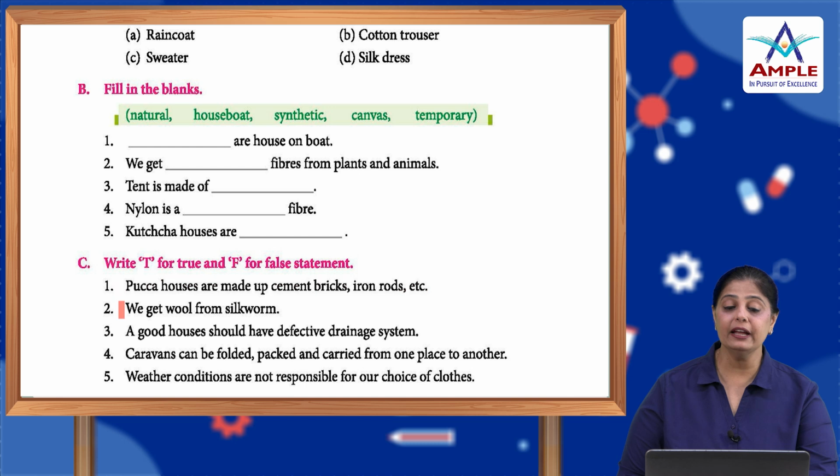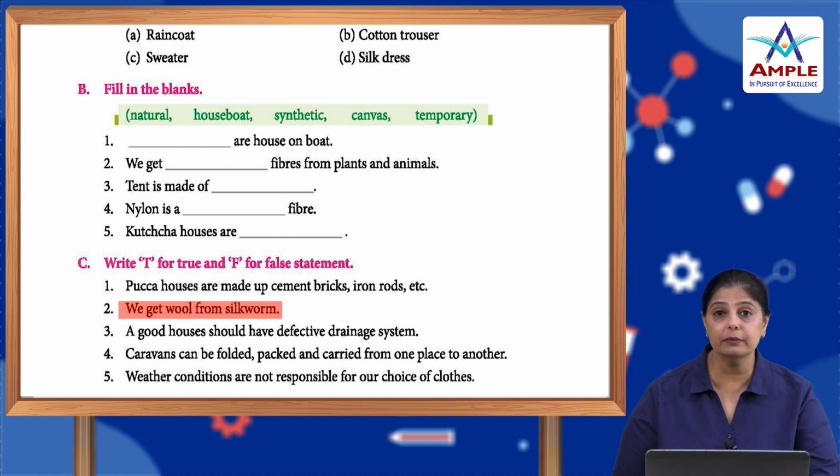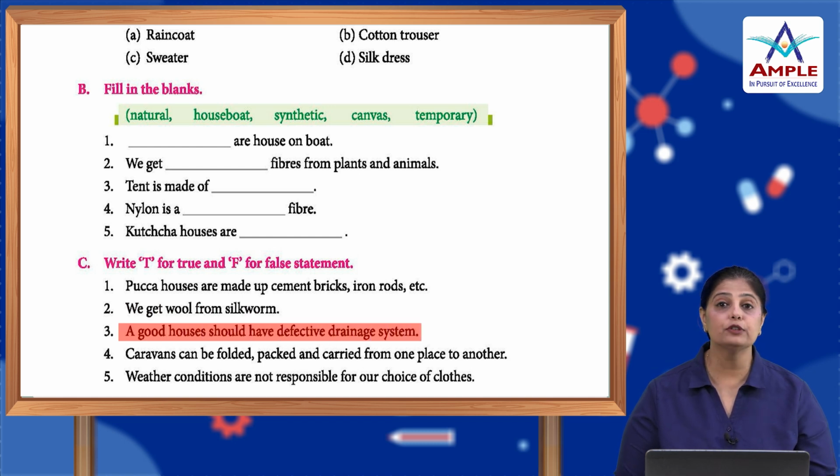Now, we get wool from silkworm? No, we don't get wool from silkworm. What do we get? We get silk from silkworm. Wool is given by sheep. So this is a false statement. A good house should have defective drainage system. Absolutely wrong answer. It is a false statement. It has to have an effective drainage system.